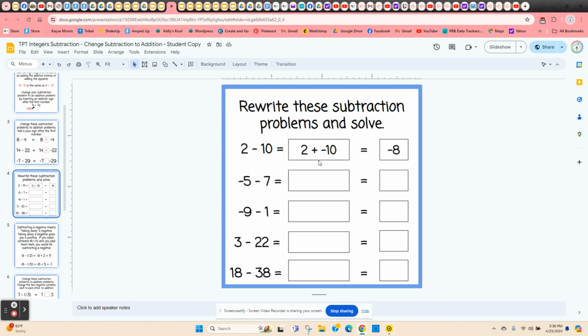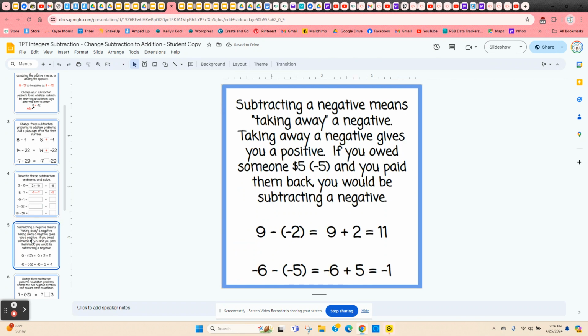And then on the next slide, they're going to change these subtraction problems to addition problems, and then they're going to type the answer. So they're going to type here negative 5 plus, so plus sign after the first number, negative 7. And then they should get an answer of negative 12. And they're going to do the same thing with the other three problems.